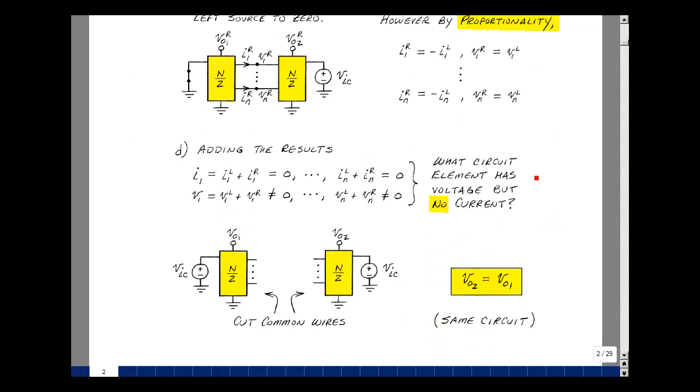What circuit element has voltage but no current? That would be an open circuit. You could cut these common wires and analyze this box, find the voltage or a current, and that same voltage and current in this box would have the same amplitude and angle. So these are called common mode signals, and the previous ones were called differential mode signals.